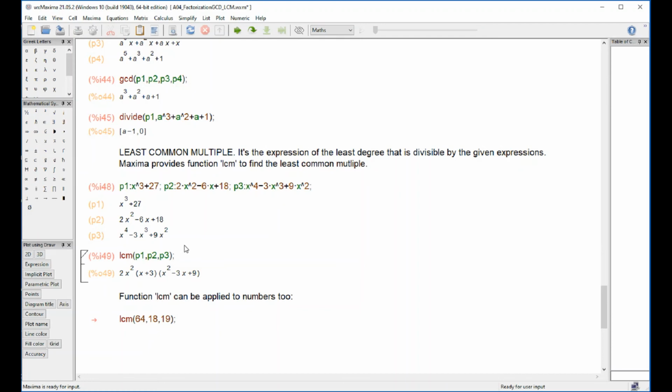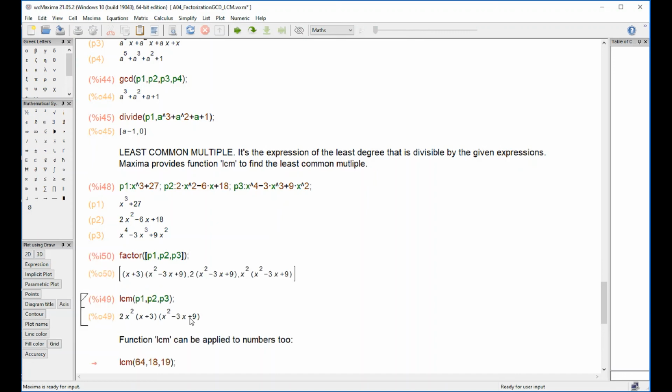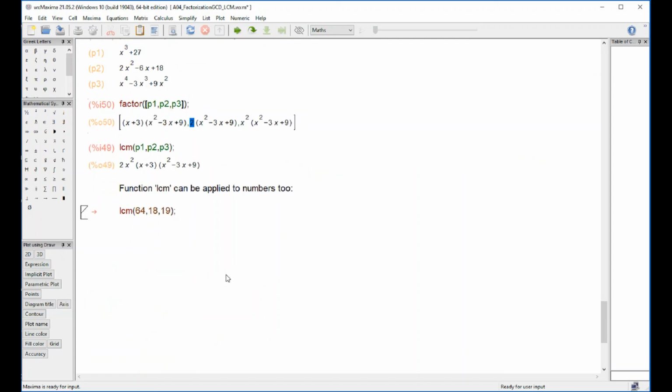If we factor, I'm going to do here a factor of P1, P2, P3. We can see that there's x plus 3 here, and then there's the x squared minus 3x plus 9. So this is the common factor. That common factor shows up in there. Also the x plus 3, and then also the 2. And so the product of all those terms will produce the least common multiple. It can be applied to numbers too, and in this case you can actually apply it to more than 2.